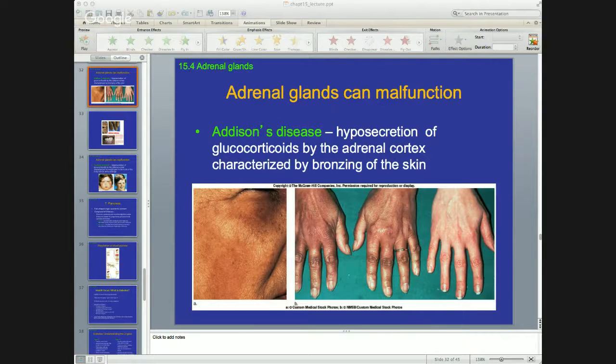But what happens if there's too much hypersecretion? Hypersecretion of these glucocorticoids is characterized by weight gain in the trunk of the body, but not the arms and legs. So this is someone who is suffering from hypersecretion, and that's called Cushing syndrome. Here is an individual with Cushing syndrome before treatment. After treatment, the individual looks pretty normal, doesn't look overweight. The weight gain is controlled after treatment. So this is before and after treatment.